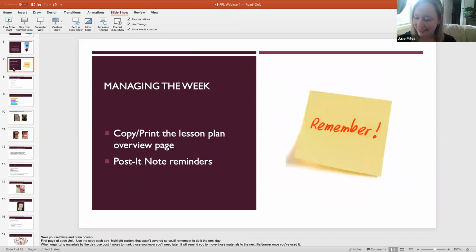Managing the week. This is the bigger part. Turn my page. This is my big thing about saving time and brain power. So you're going to want to copy or print the lesson plan overview page. Let me find one of those real quick.